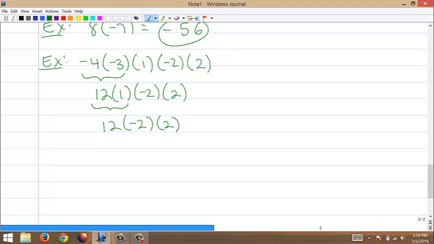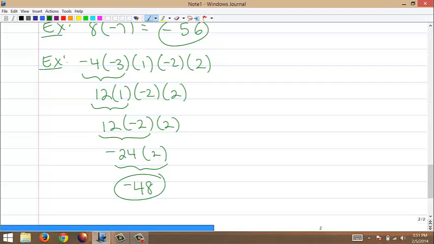Rewrite the negative 2 and the 2. Again, keep going, work on the left. So 12 times negative 2, since 1's positive, 1's negative, my answer is going to be negative. Gives me negative 24 times 2. Finally, I only have 2 numbers left. 1's positive, 1's negative, so my answer should be negative, and this gives me a negative 48. And that's my final answer for that one.